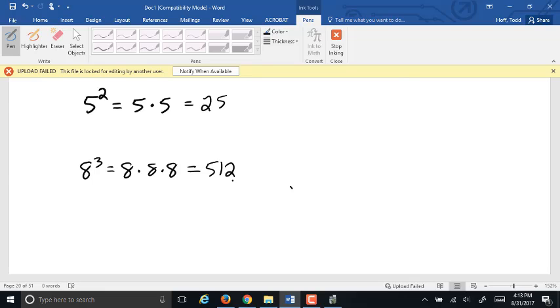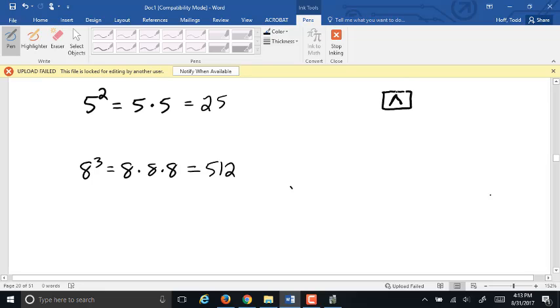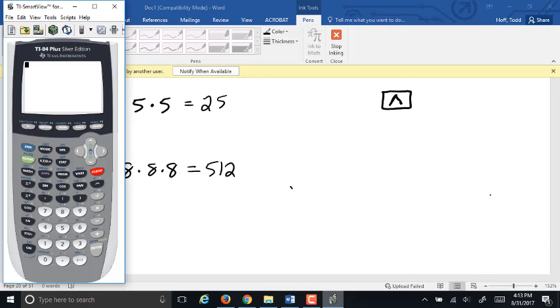The first thing I want to do here is make sure you know where that power key is on your calculator. Depending on your calculator, you may have one of a couple different keys. The most popular one is a key that looks like that. The name for it is actually the caret key. On my calculator, you can see it right there. It looks like a little arrowhead pointing up.